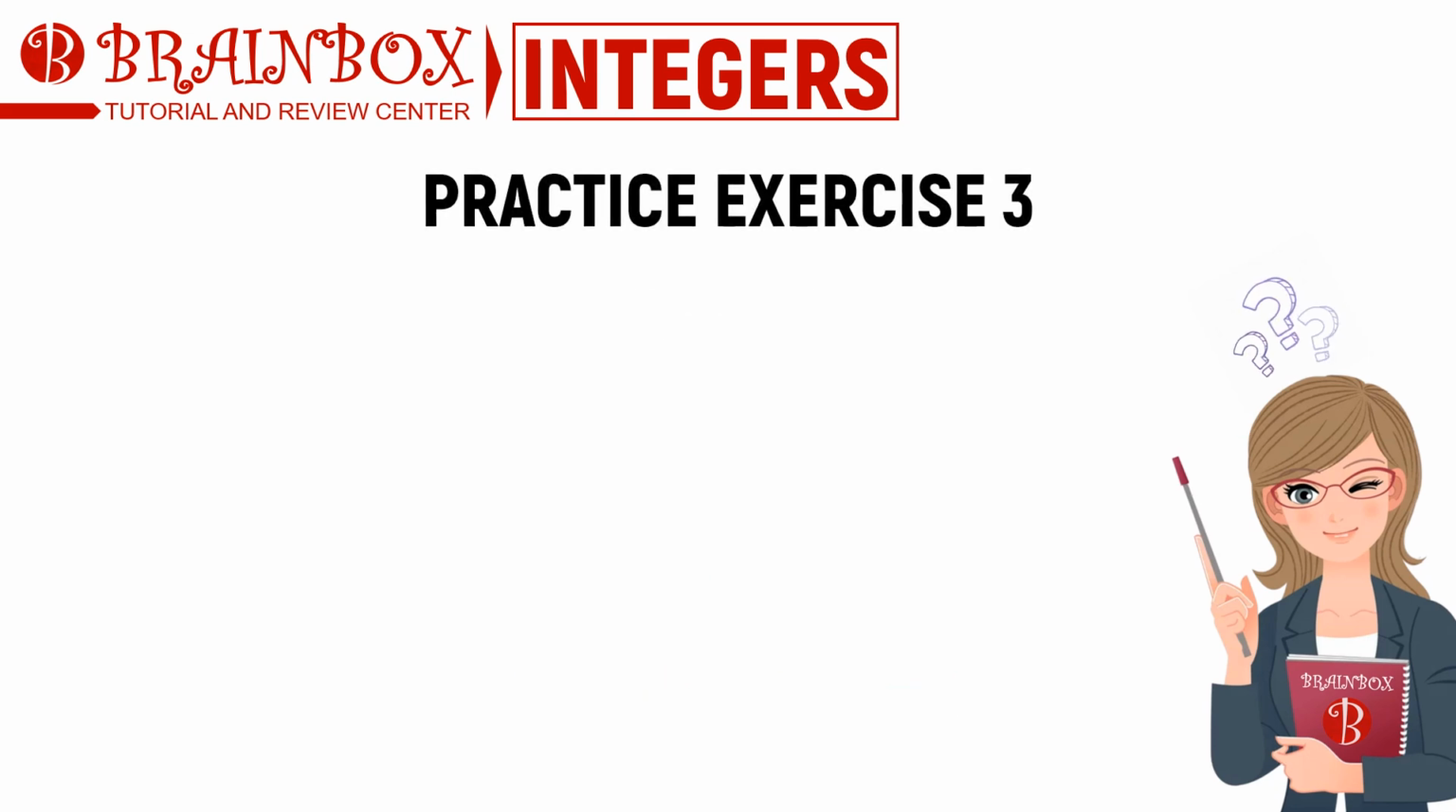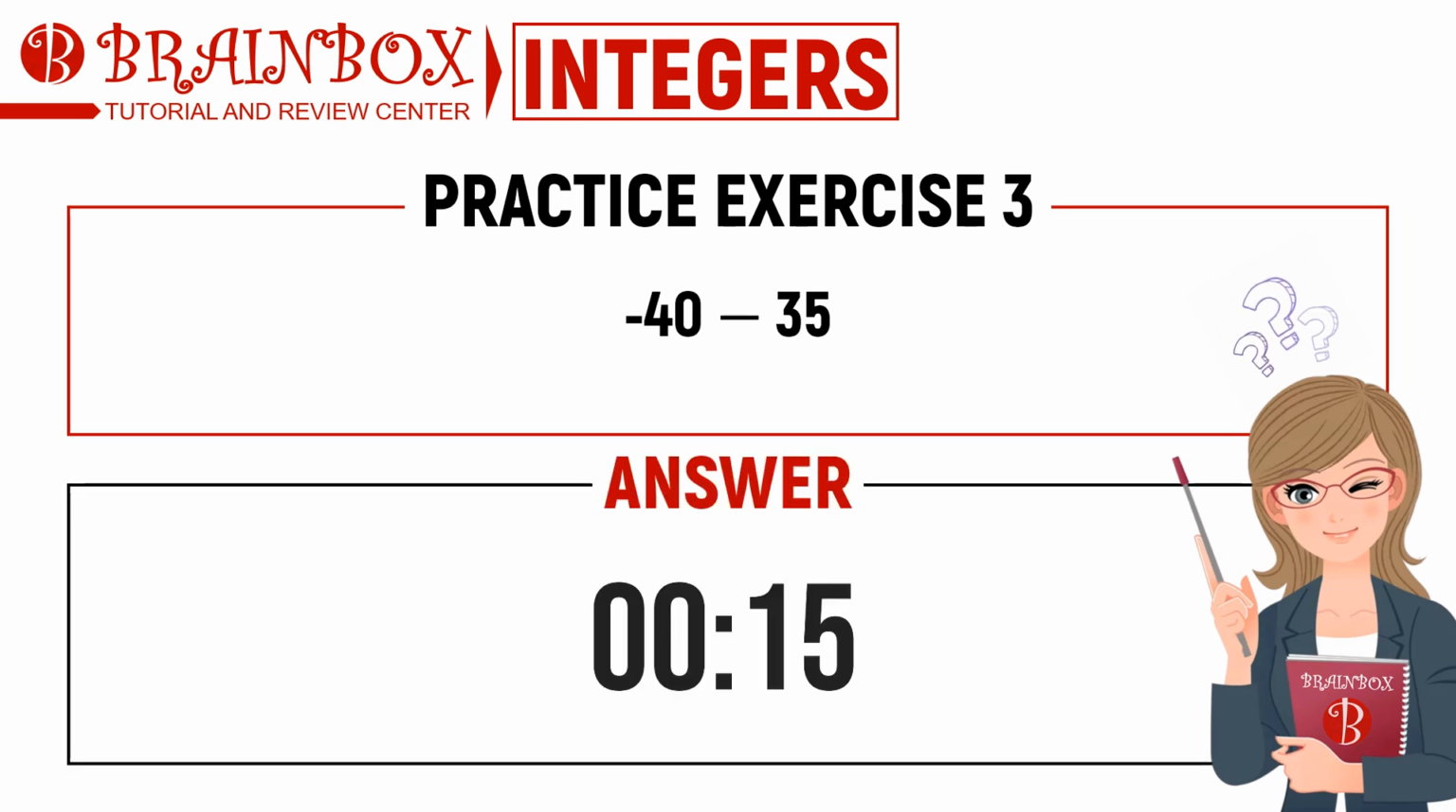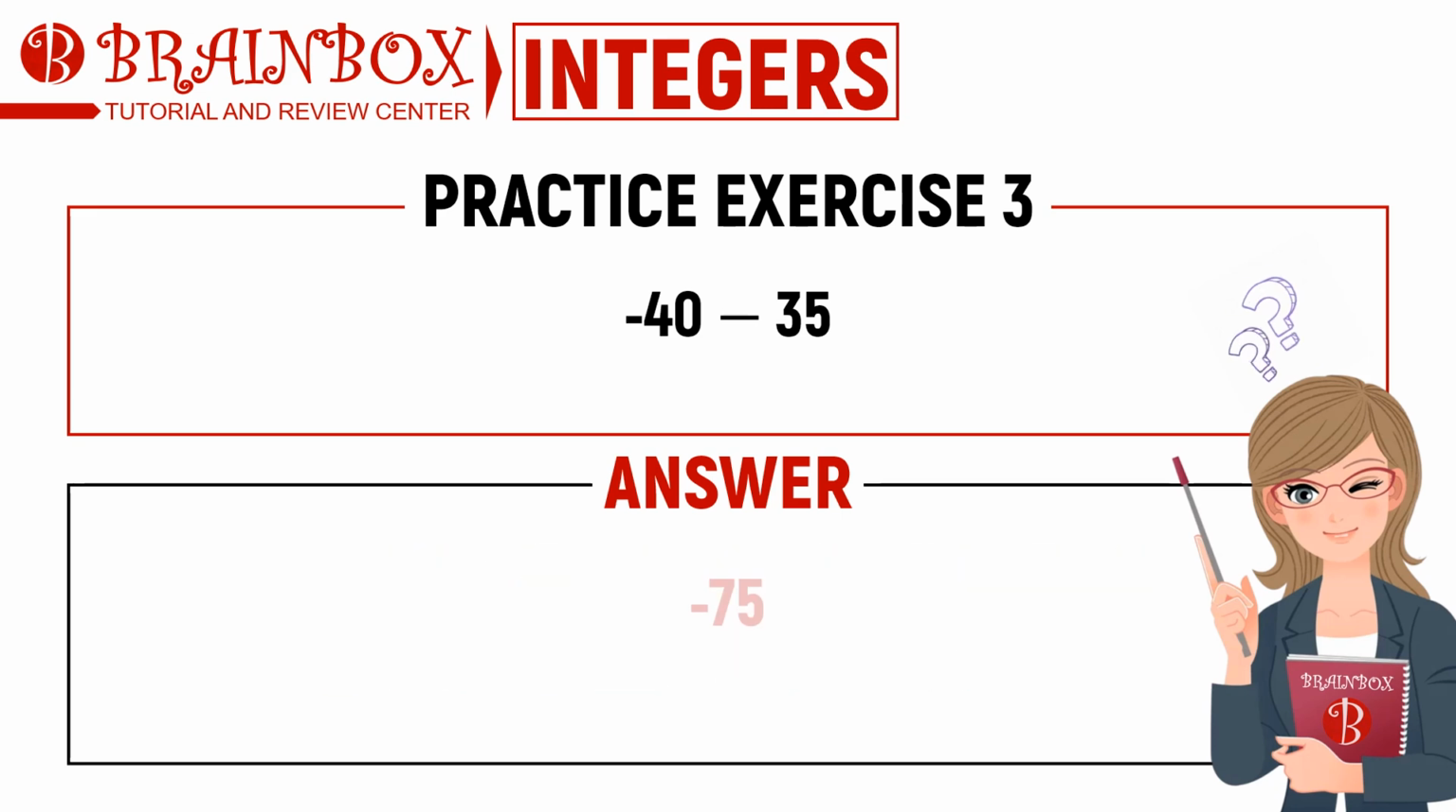For the third and last item, solve for negative 40 minus 35. This combination will be constructive because both numbers have the same sign. Adding their values together, we get the value 75. As for the sign, we follow the sign of the given numbers, which is negative. Therefore, our final answer will be negative 75.